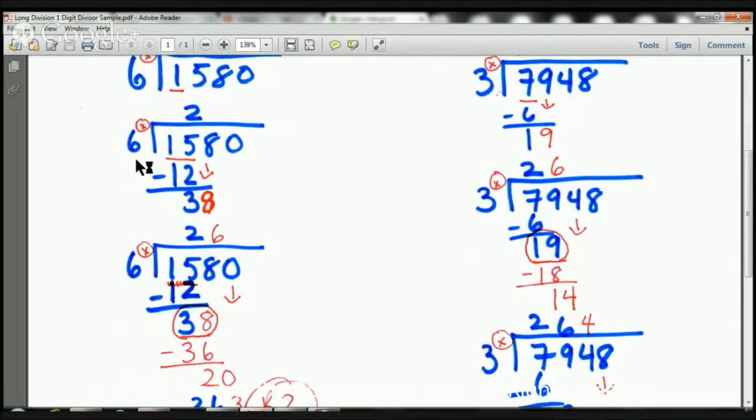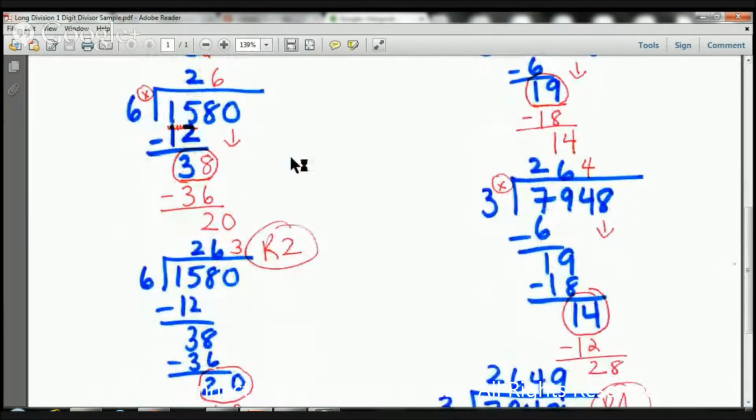Well, I know that 6 times 1 is 6, 6 times 2 is 12, 6 times 3 is 18. Whoa, 18? I passed it. It has to be 2. 6 times 2 is 12. I'm going to put the 12 right there. Then I'm going to put a line and a subtraction sign. The next step is 15 minus 12, which is 3. Then I'm going to bring this 8 down. I have that arrow, you bring the 8 down. Now I have 38. Okay, let's take a look at the next step.